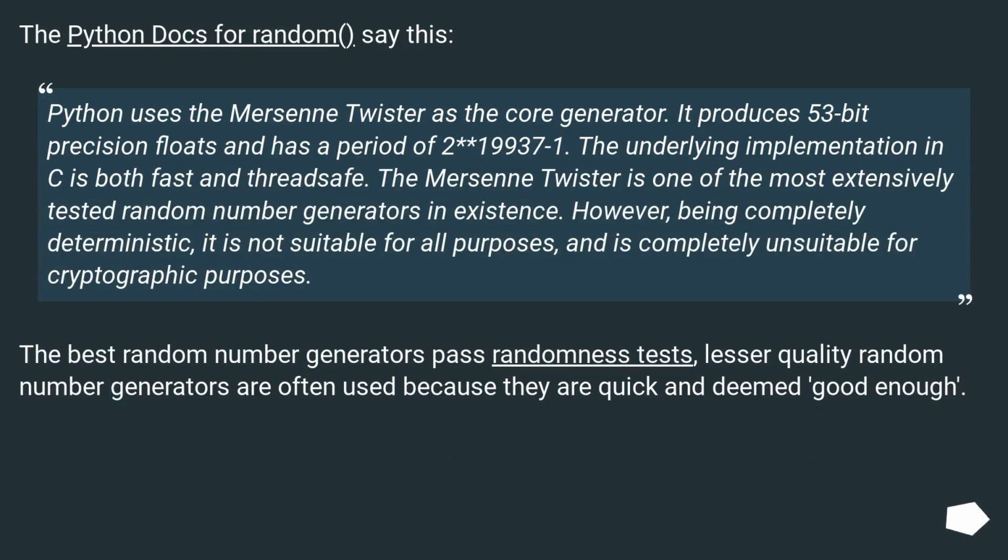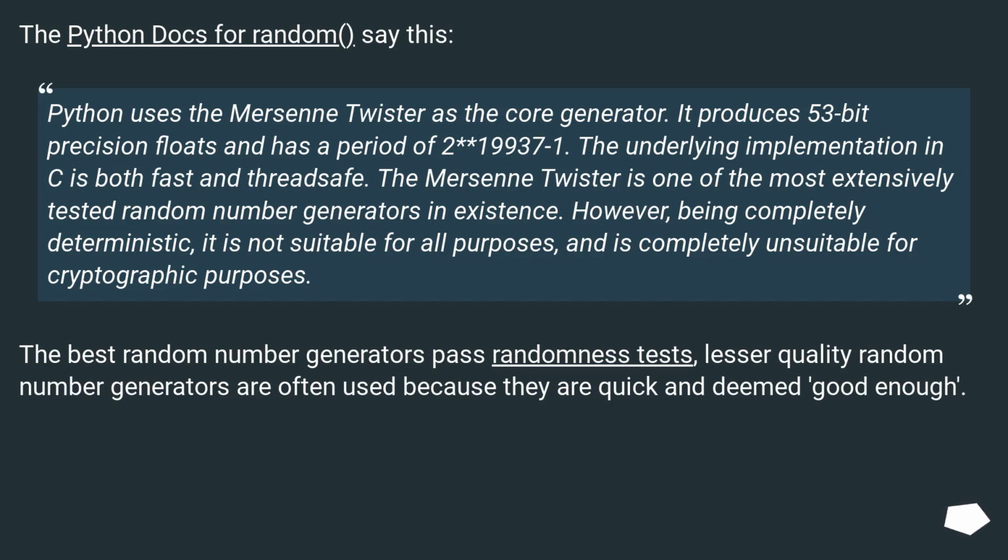The Python docs for random say this: Python uses the Mersenne Twister as the core generator. It produces 53-bit precision floats and has a period of 2^19937-1. The underlying implementation in C is both fast and thread-safe. The Mersenne Twister is one of the most extensively tested random number generators in existence. However, being completely deterministic, it is not suitable for all purposes, and is completely unsuitable for cryptographic purposes.